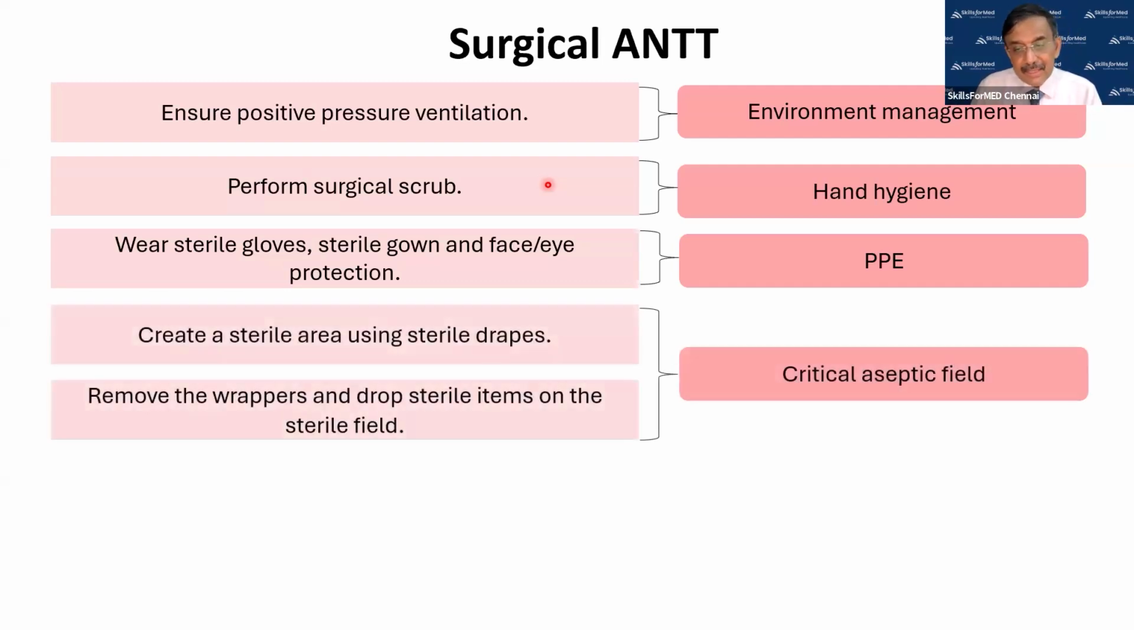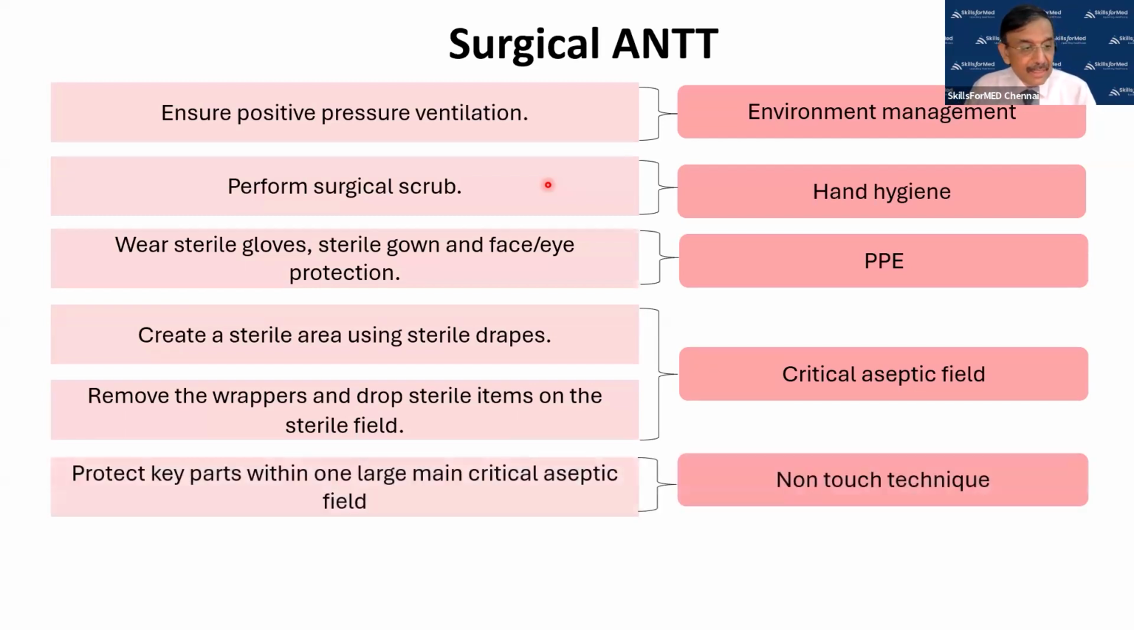And then critical aseptic field. So instead of microcritical, here it is called the critical aseptic field, where you create a large sterile area using sterile drapes on the trolley. You remove the wrappers and drop the sterile items in the sterile field. And then non-touch technique: protect the key parts with one large main critical aseptic field and handle them, even then, being careful not to touch the key parts of the equipment. So that is the non-touch technique in the surgical ANTT.